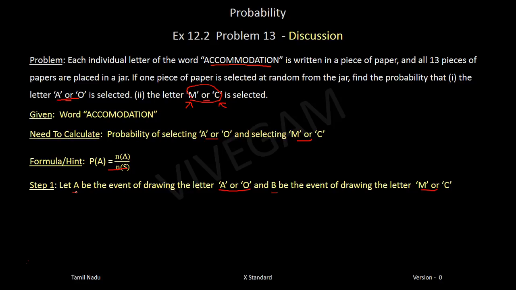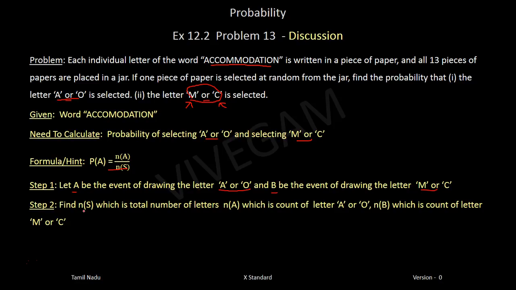Okay. Now list the sample space. Sample space is A, C, C, A, comma, C, comma, C, comma, O, comma, M, etc. Okay. What will be the N of S? The number of entities in the sample space, the total outcomes. We know there are 13 letters, right? That's what they say. 13 pieces of paper are placed in a jar. You can count also: 1, 2, 3, 4, 5, 6, 7, 8, 9, 10, 11, 12, 13. So N of S is 13.